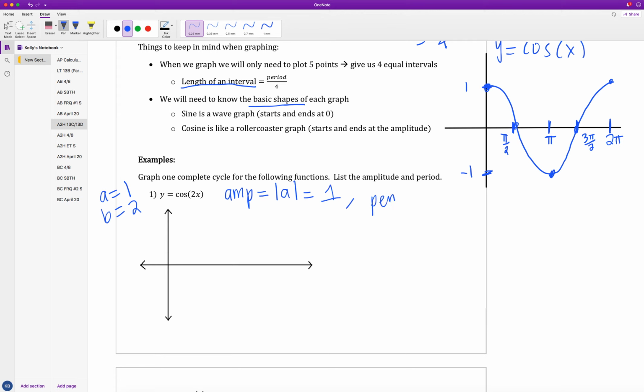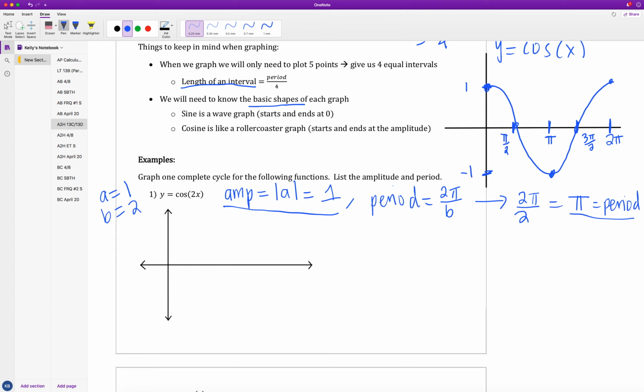The next thing I need to find is what is my period for this graph. Remember, our period is going to be 2 pi over that b value. So for this example, what that tells us is I have 2 pi over 2, since that's our b value, which means my period for this example is going to be pi. And I'm going to use both of these pieces of information when I go to graph this example for us.